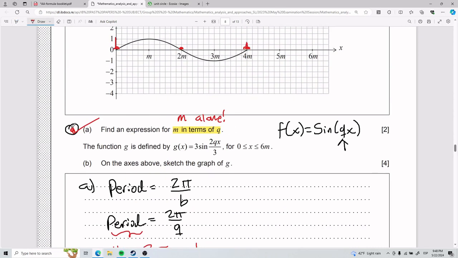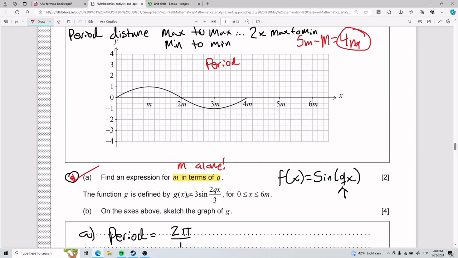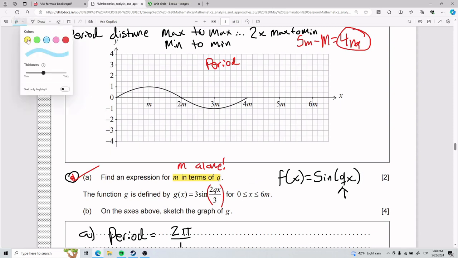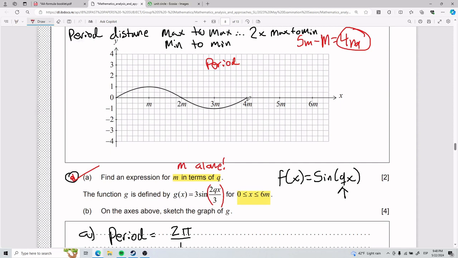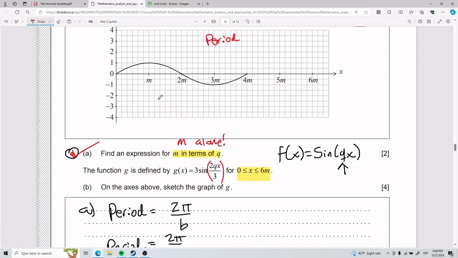Then they tell us that the function g is defined by g of x equals 3 times sine, and then parentheses 2 over 3 times q times x, for a new domain. So interesting, now your function reaches a little bit more. Instead of reaching 4m, it's going to reach 6m. And on the axis above, you need to sketch the graph of g.